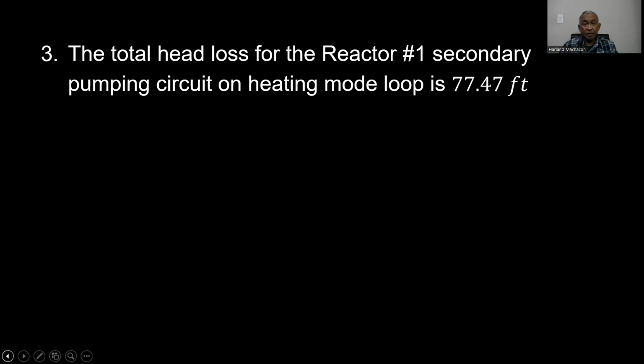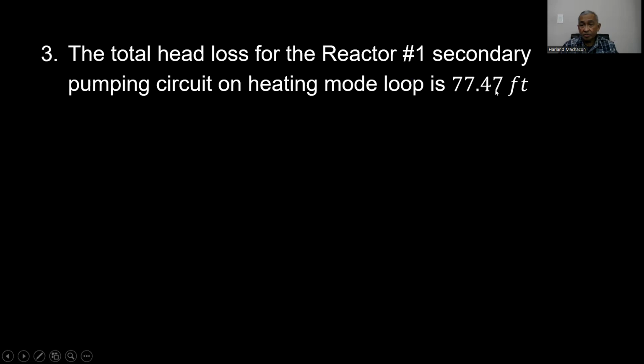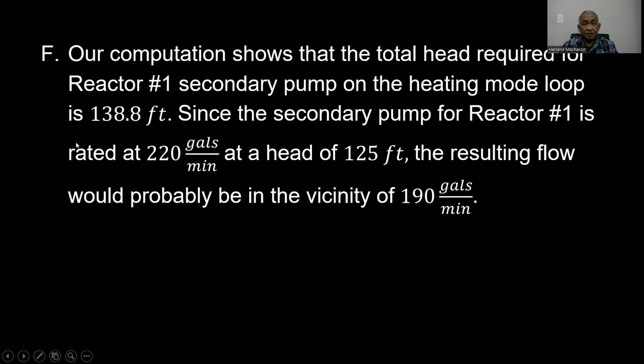And you will take note that the total head loss for the secondary pumping circuit during the heating mode, so for the head loss alone, is 53.31 plus 24.16, which totals 77.47 feet. Our calculations show that the total head requirement for reactor number 1 during the secondary pumping stage on the heating mode is 138.8 feet.